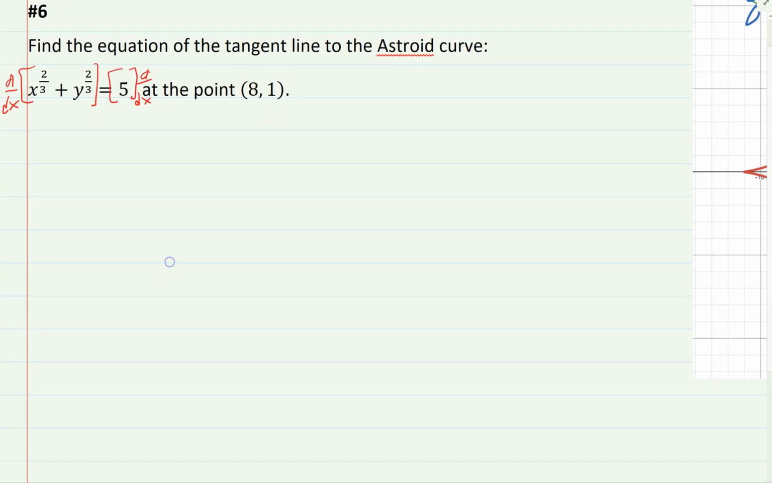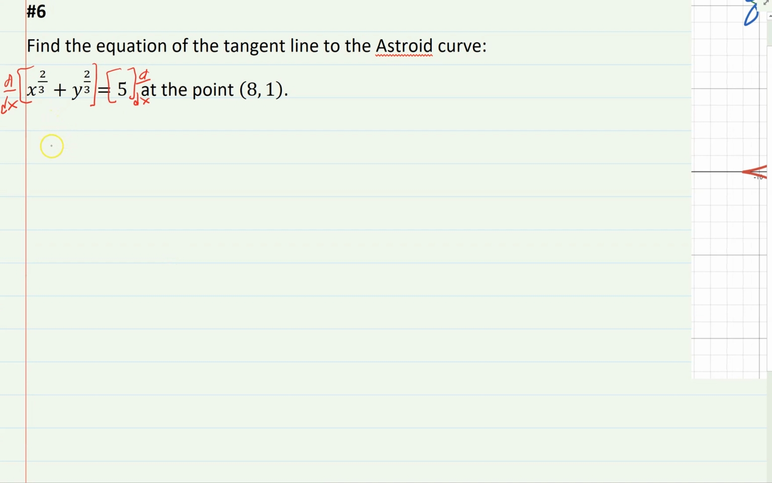And when we do that, we have 2/3. Bring the exponent down, so we will have 2/3 x to the negative 1/3, because 2/3 minus 1 is negative 1/3, plus the derivative of y to the 2/3 with respect to x, which is implicit differentiation. So we would have 2/3 y to the negative 1/3 multiplied by the inside derivative, which is dy/dx, is equal to 0.